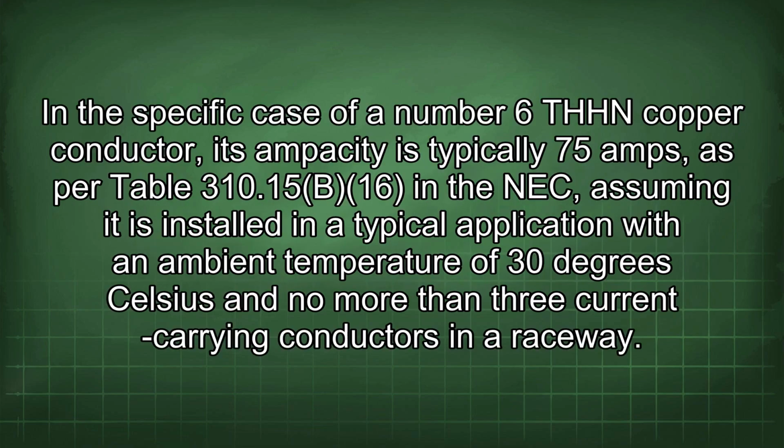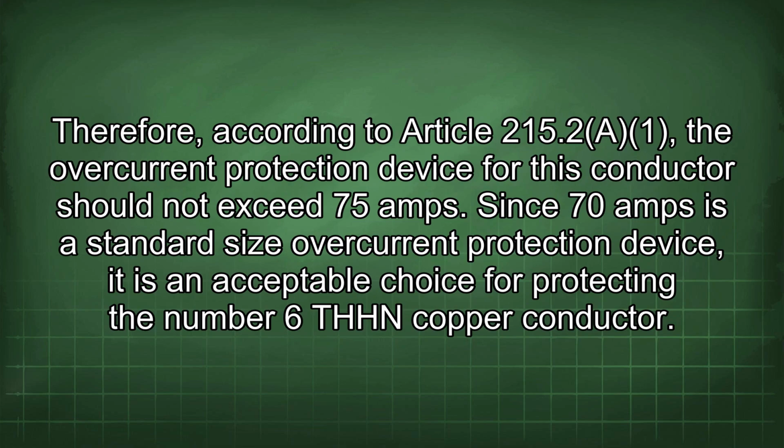In the specific case of a number 6 THHN copper conductor, its ampacity is typically 75 amps, as per Table 310.15(b)(16) in the NEC, assuming it is installed in a typical application with an ambient temperature of 30 degrees Celsius and no more than 3 current-carrying conductors in a raceway. Therefore, according to Article 215.2(a), the overcurrent protection device for this conductor should not exceed 75 amps.